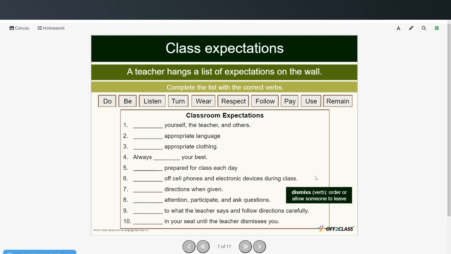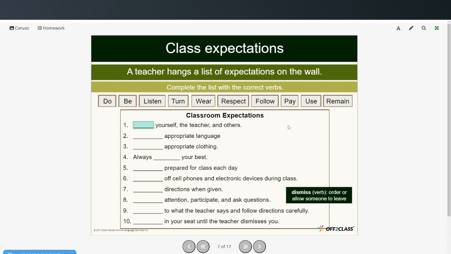All right, so now we have a list of expectations that a teacher might hang on the wall. So again, you're going to use these verbs to fill in the gaps for the classroom expectations. And we have one definition here. Dismiss is a verb, means to order or allow someone to leave. So again, go ahead, pause the video, fill in your answers, and then restart when you're ready to check.